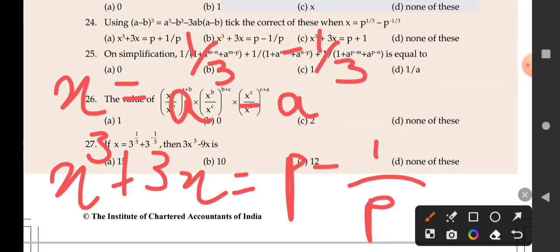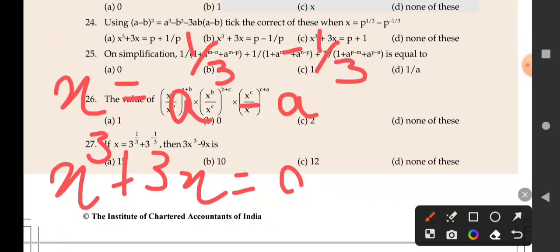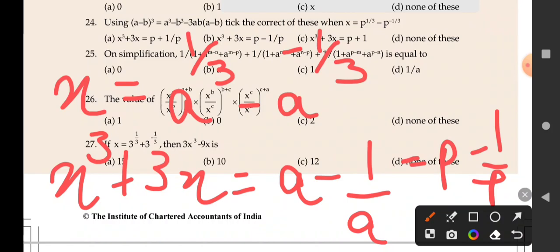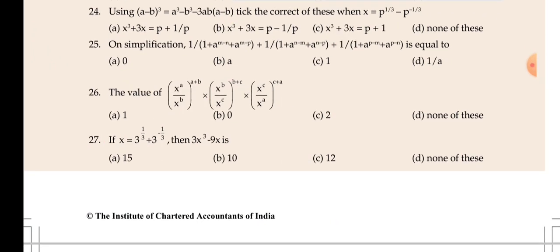So with this formula, substitute a to p. I have already done that. In the formula, you have to write a minus 1 by a, and while you substitute, you will get p minus 1 by p, option number B. If you do not remember this equation, let us solve it with the expansion form.